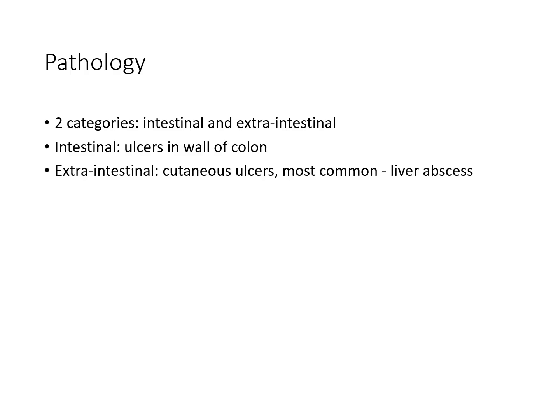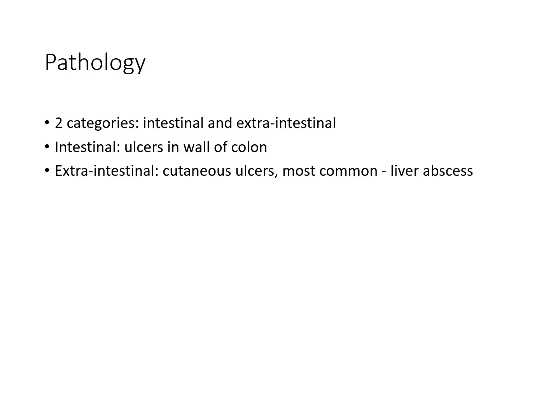For the extraintestinal amoebiasis, this occurs when trophozoites invade beyond the intestine through the bloodstream. Common sites and manifestations include liver abscess. This is the most common extraintestinal manifestation. So trophozoites invade the liver, causing abscess formation. The symptoms could include right upper quadrant pain, fever, and hepatomegaly. This can lead to serious complications if left untreated.